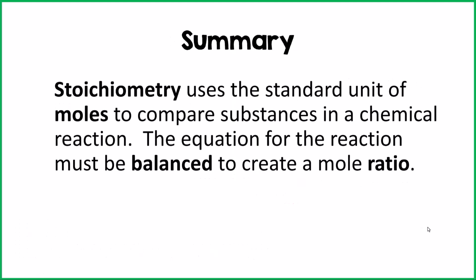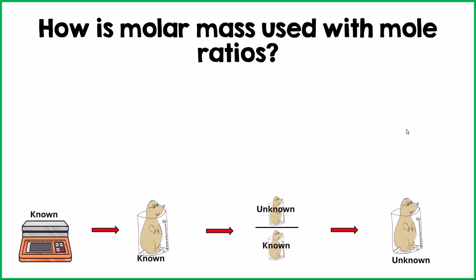So in summary, stoichiometry uses the standard of moles to compare substances in a chemical reaction. The equation for the reaction must be balanced to create a mole ratio. So how do we convert from mass to moles? We know that we're going to need to do that because mass is not a standardized quantity that's going to allow us to compare substances.